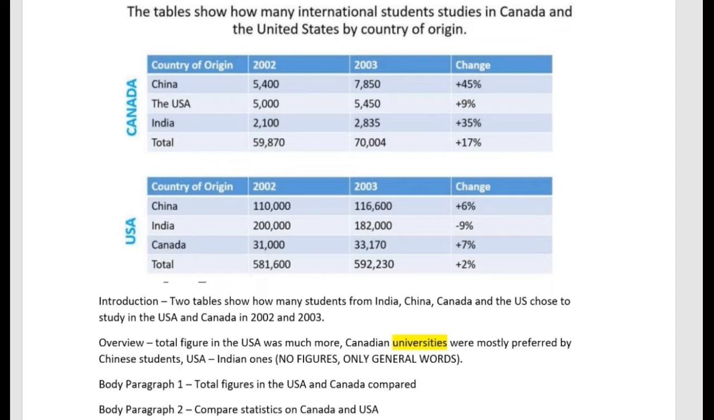Well, let's analyze this chart. We can see that there are two tables, Canada and the USA, and people from three countries that decided to study in these countries. In Canada, there were students from China, the USA, and India. And in the USA, there were students from China, India, and Canada. The information is given for 2002 and 2003, and the change is shown. The change shows how many more students studied in 2003 than in 2002.